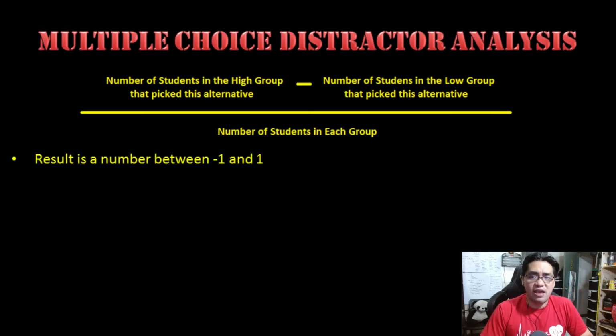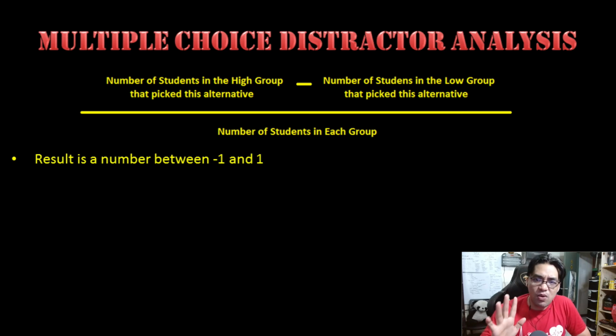The formula for the effectiveness of multiple choice question distractors can be seen on the screen right now. What we are essentially doing is getting the discrimination index of each and every distractor of the multiple choice question. The formula is the number of students in the high group that picked the alternative minus the number of students in the low group that picked the alternative, which will be divided by the number of students in one of the groups. The result of this calculation is the item discrimination index of each distractor, a number between -1 and 1. And again, this calculation is done for each and every distractor for each multiple choice question on the test.